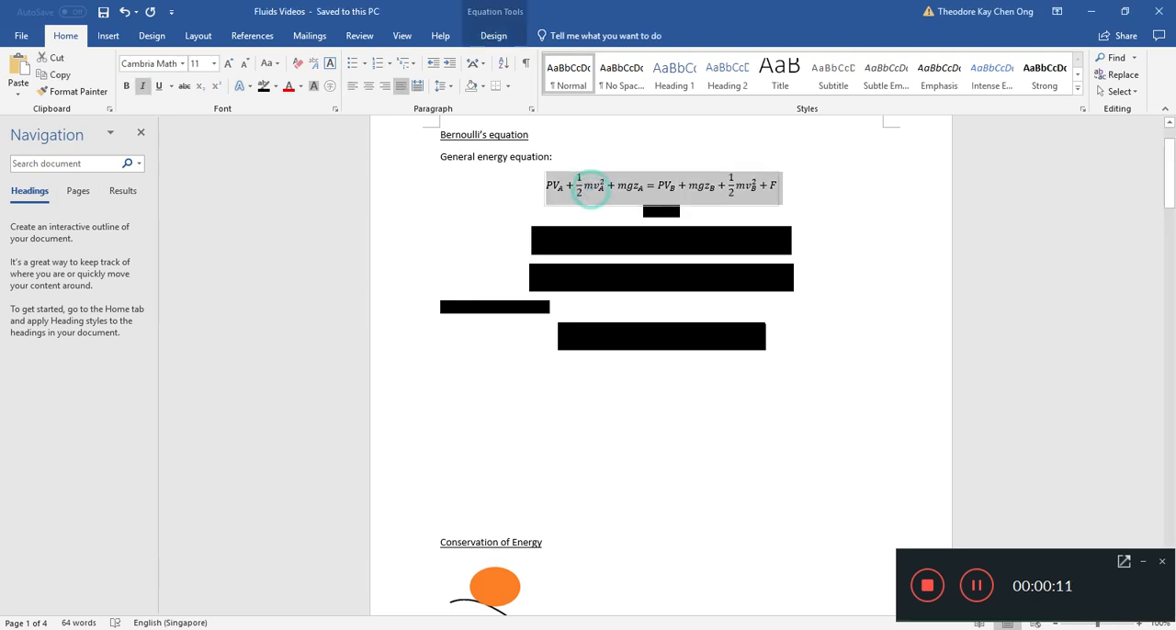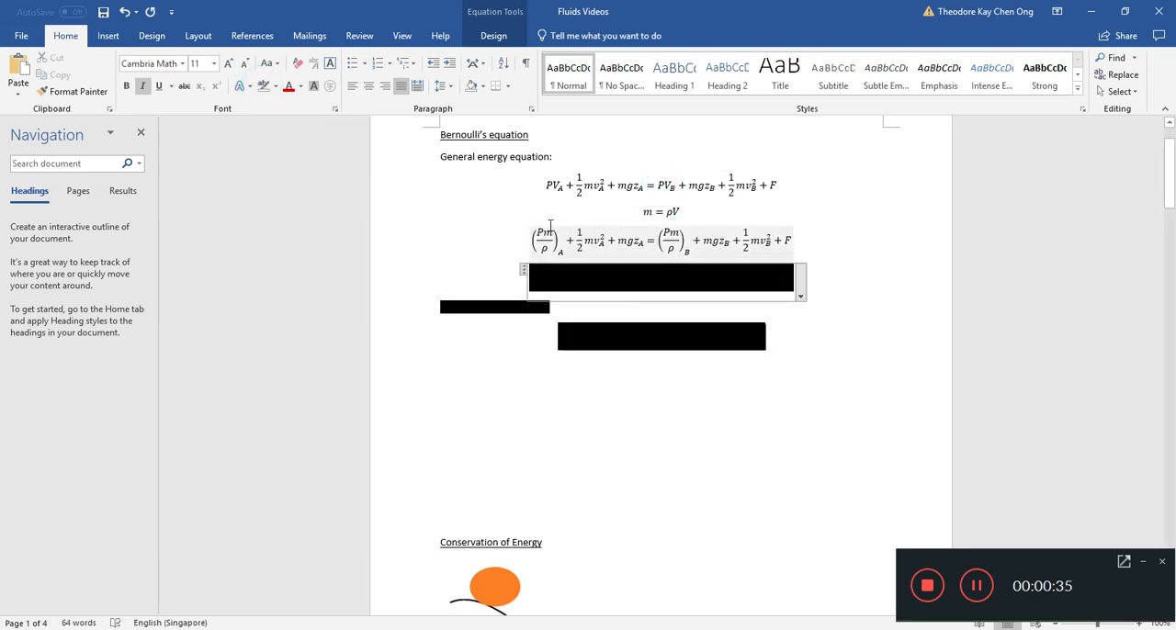So we've derived from our last videos this general energy equation. Now, if we manipulate it such that the volume equals the mass divided by the density, and we substitute that in, we just substitute this volume here and this volume here, we will get this equation. So I've just substituted the volume in by mass over rho.